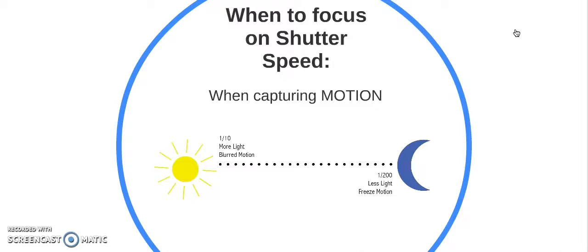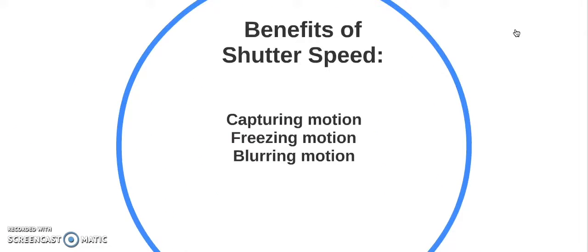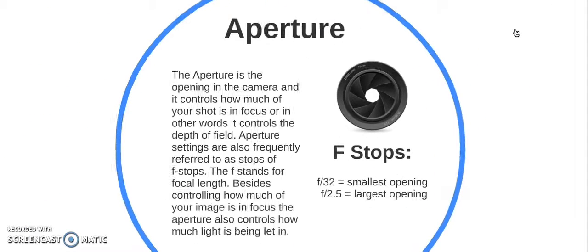So this little diagram here kind of demonstrates the difference. 1/10 would be a tenth of a second, which is going to let in more light because your curtain or shutter is going to open and close slower. So it's going to blur your motion that you're trying to capture, where 1/200 is a 200th of a second. And less light's going to be let in because your shutter is going to open and close faster, which is going to freeze your motion. So the benefits of shutter speed would be capturing motion, freezing motion, and blurring motion.